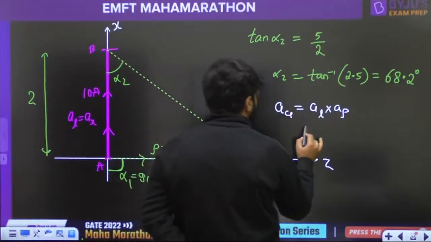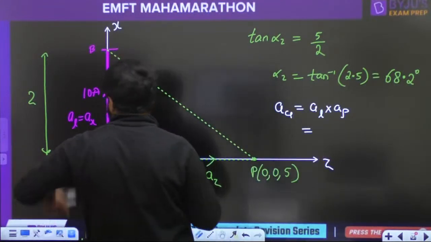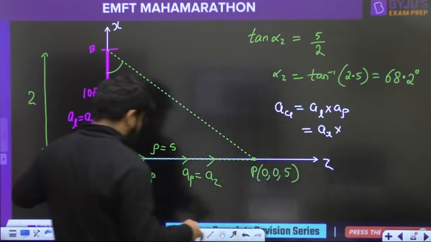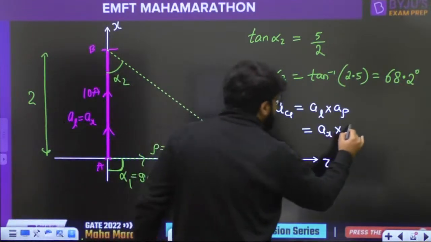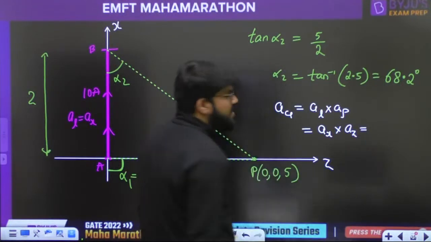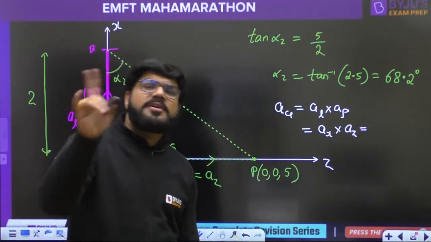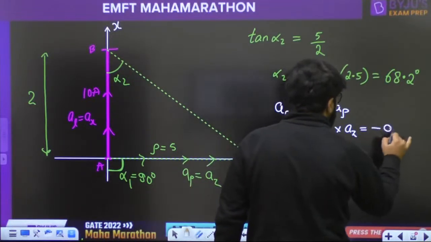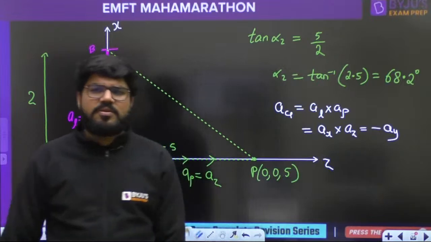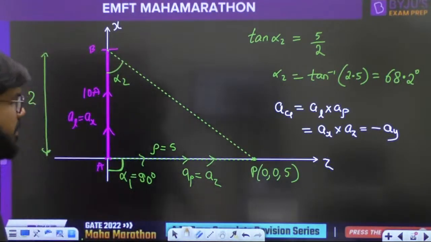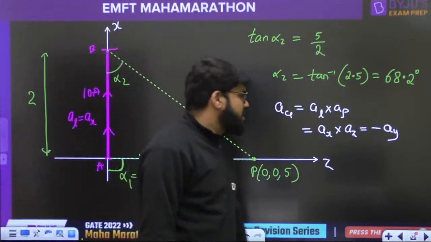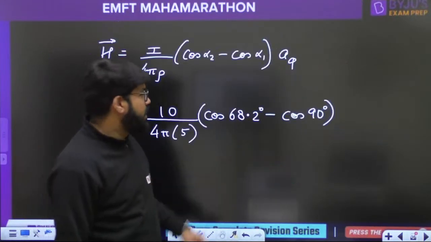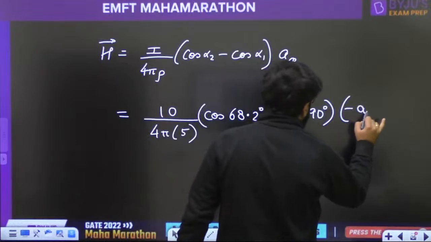It is AL cross arrow. What is the AL? What is the direction of current? X. Cross arrow. See, arrow is Z. What is X cross Z, sir? Z cross X is positive Y, right? According to the direction, X cross Z will be minus AY. This is basics. X, Y, Z are mutually perpendicular. Y cross Z, Z cross X is Y. So X cross Z is automatically minus Y. So here the direction is minus AY.